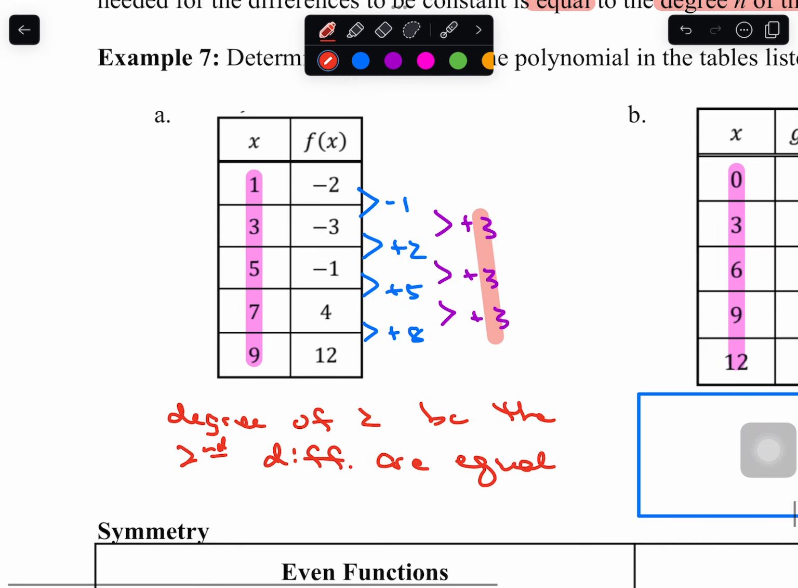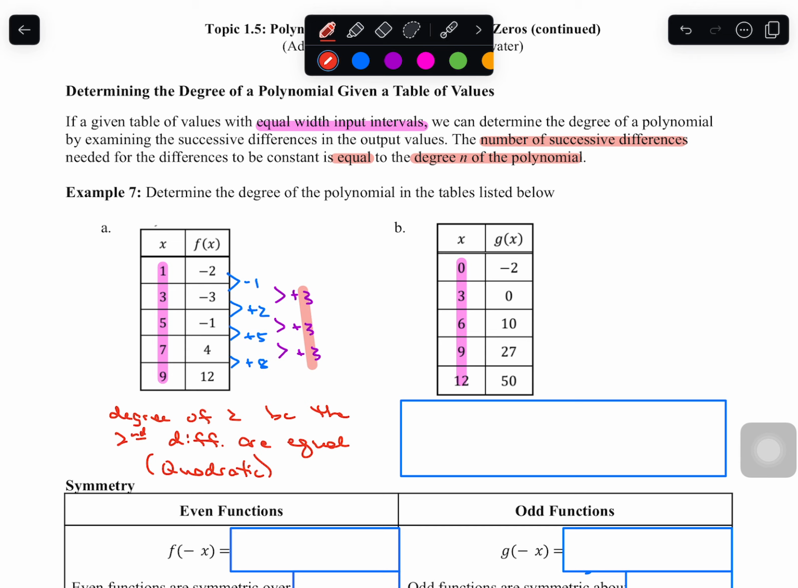Now, if you don't want to say the degree is 2, because we should know based on what we talked about earlier in 1.4, this would make this a quadratic function. Okay, so that's what we can do. It could be the 10th differences. It could be whatever we want, but those successive differences are what we're going to look at to be able to see what degree the polynomial is. Go ahead and pause the video and give B a shot. Once you think you've got it, press play.